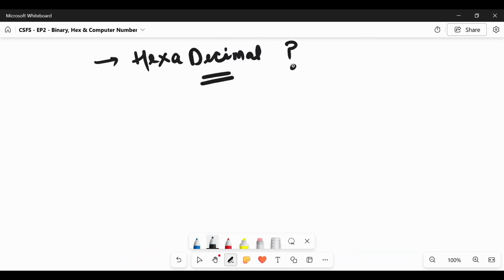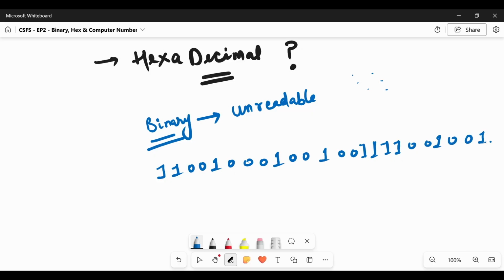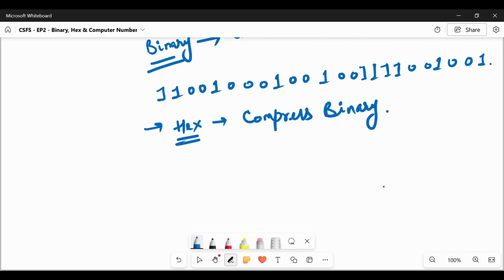Why do we need hexadecimal? We are not able to understand everything in 0 1 0 1 0 1. How long are we going to convert it? Let me give you an example: 1 1 0 0 1 0 0 0 1 0 0 1 1 1 1 1 0 1. Now do the conversion. How long will it take? It becomes so difficult to understand and deal with, so it becomes hard to read. Now comes the term hex, which compresses the binary and makes the data understandable and readable.